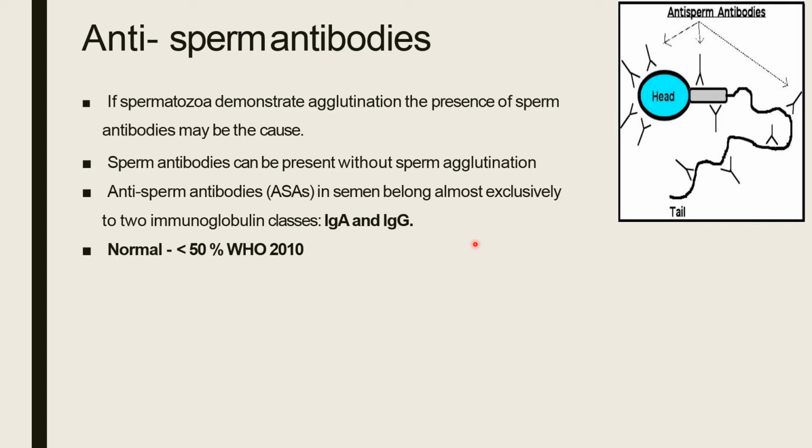So if we determine antibodies in semen, and if less than 50% of the sperm are bound with the antibodies, then we say the semen is functioning normally. So it does not have sufficient anti-sperm antibodies that can cause pathology.